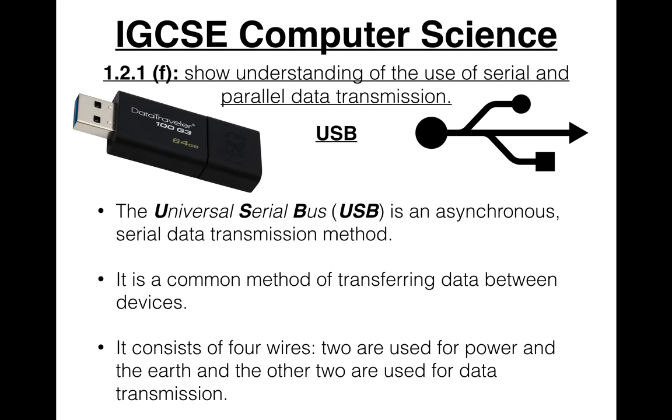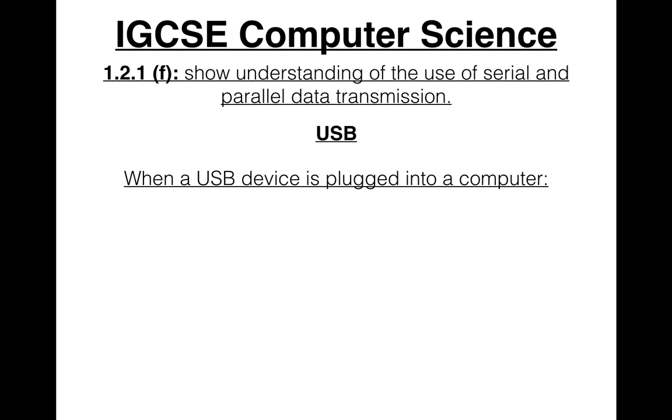it consists of 4 wires. 2 are used for power and the Earth, not the planet Earth, the physics Earth, and the other 2 are used for data transmission. So yeah, it's a pretty common method of data transmission. You pretty much see it everywhere nowadays. And we'll talk about the advantages soon.